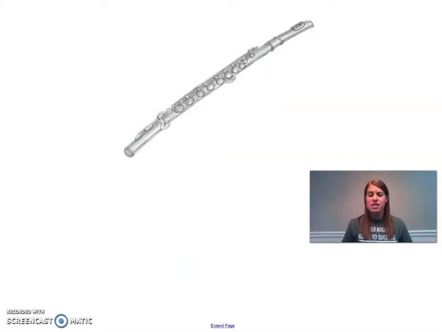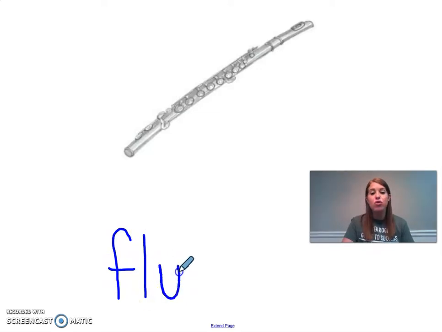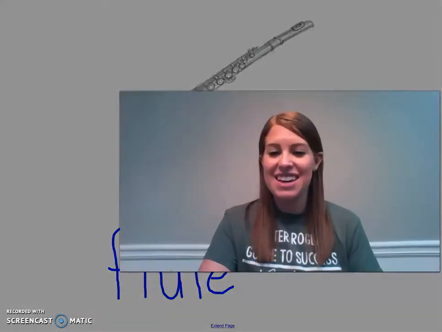This one's a little tricky. This is an instrument that you would see like in a marching band. Do you know what it's called? It's a flute. Now, at the beginning of flute, I hear fl. Oh, that's like when we were cooking up blends. It's an L blend. Fl. What two letters would make fl? That's right, F and L. Good job. Flute. This letter U. Flute. That's right, flute. And what goes at the end? Letter E. Good job.